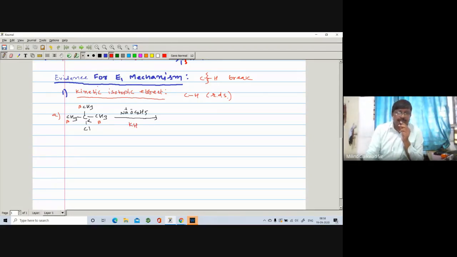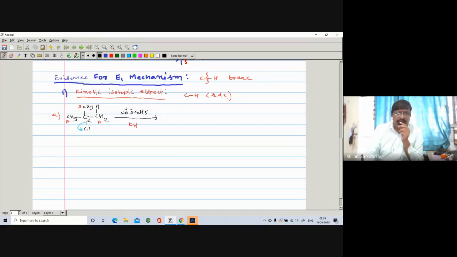Now, when it follows the E1 mechanism, the sigma bond between the C alpha and Cl undergoes breaking. So Cl becomes negative and C becomes positive, so there is the formation of a carbocation. And further, one of the hydrogens from the beta carbon shifts onto the sigma bond, and there is a formation of a double bond between the alpha and beta carbon atom. So here I am writing one more hydrogen only, so instead of writing CH3, I write here CH2 and H.